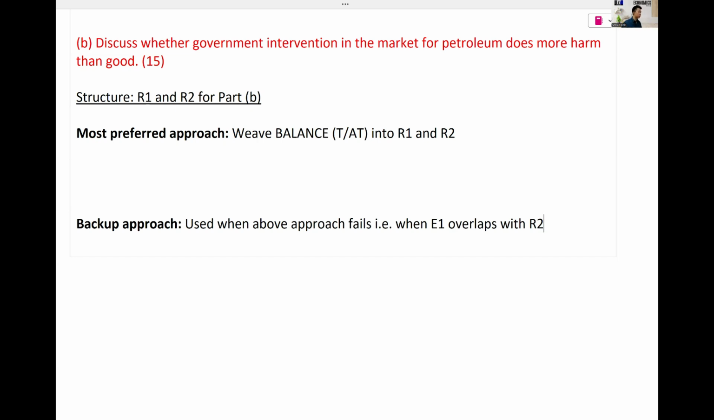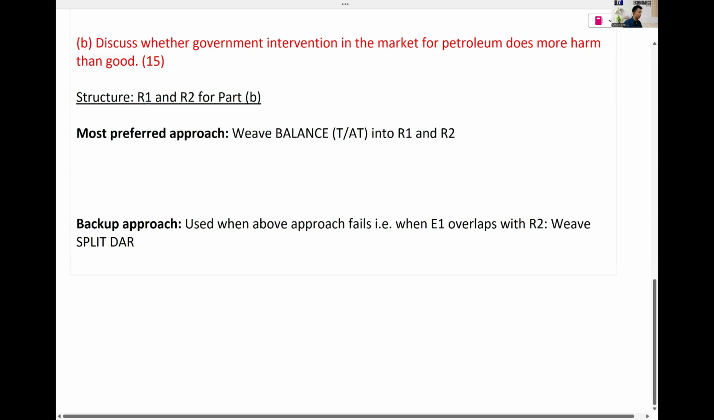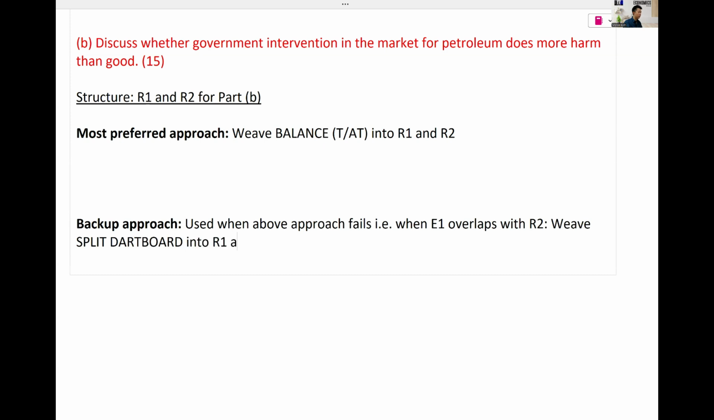Okay. So you see, it's used when above approach fails, in which case we weave the split dartboard into R1 and R2. If I just say it like that, it's not very clear. I need to demonstrate. Okay. Is it too fast? Okay, good.